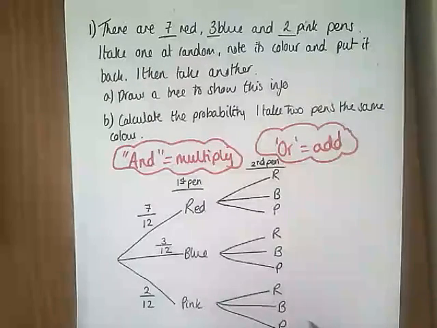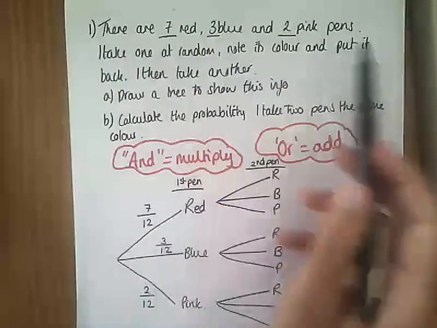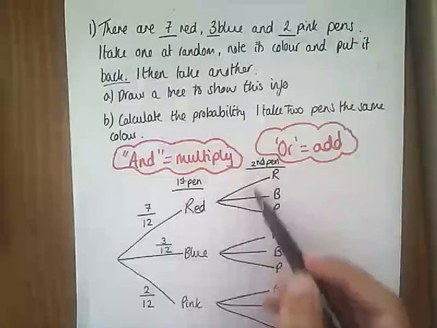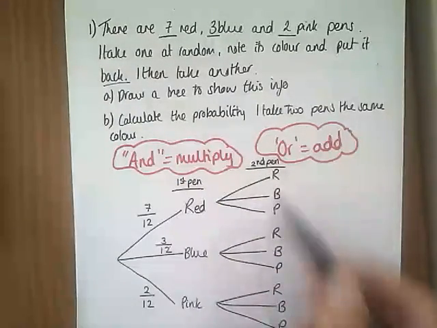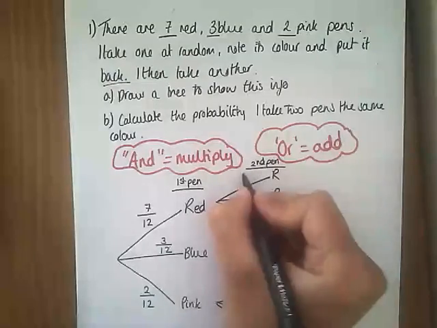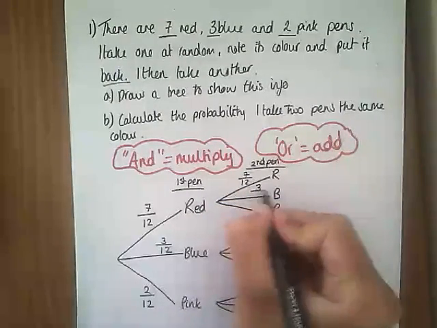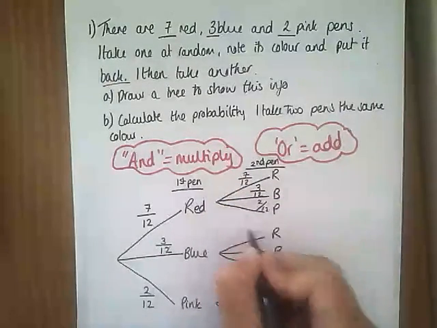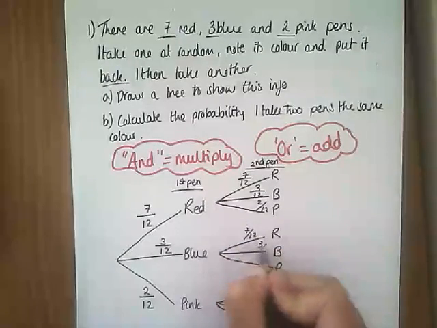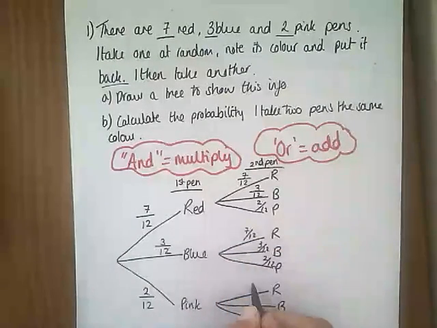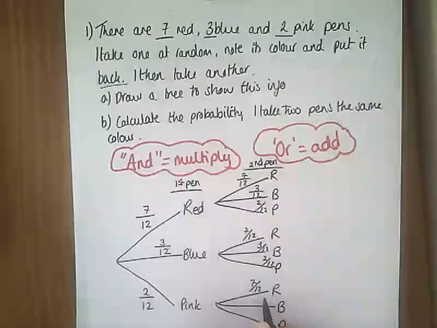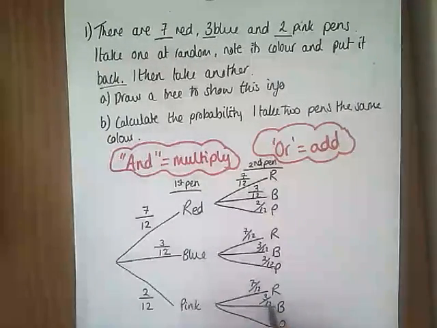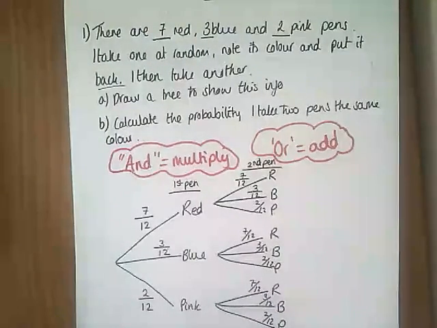Now because I put the pen back once I've taken it, the probability of taking a red, blue or pink on the second pen doesn't change. So these probabilities all stay the same because there's still the same number of pens in there, because I put the pen back that I took in the first place. So the probability I take a red pen the second time is exactly the same as the first time.